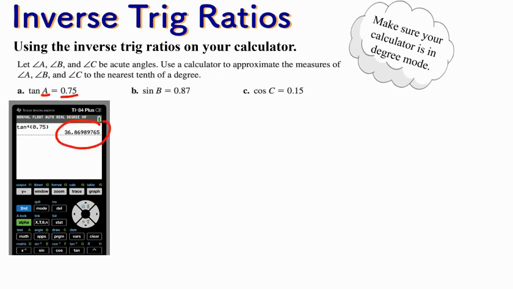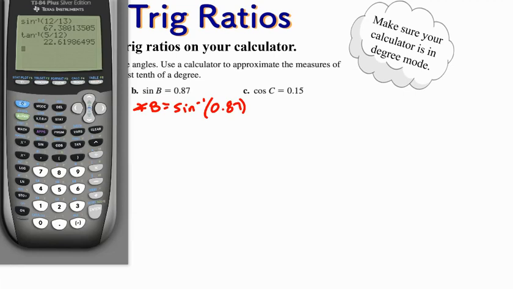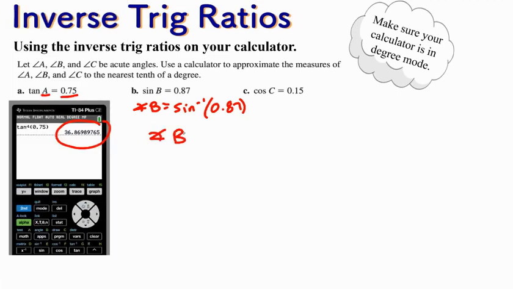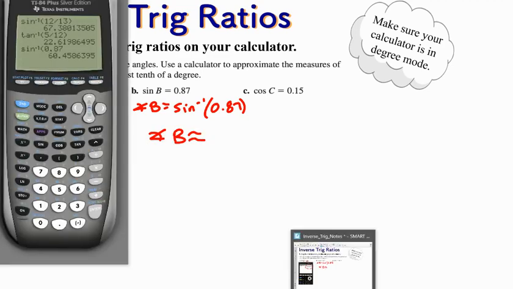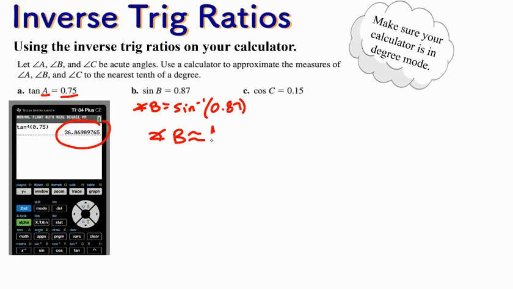answer of 36.9. So now if we want angle B, because it's with sine, we're going to say sine inverse of 0.87, and we plug that into our calculator. And that is 60.5 degrees.